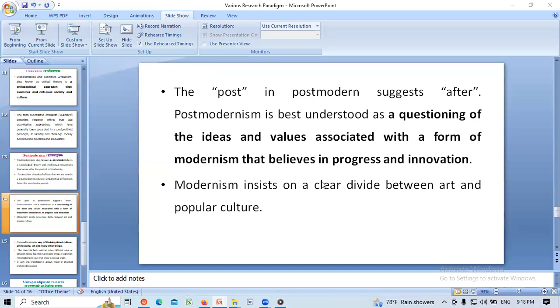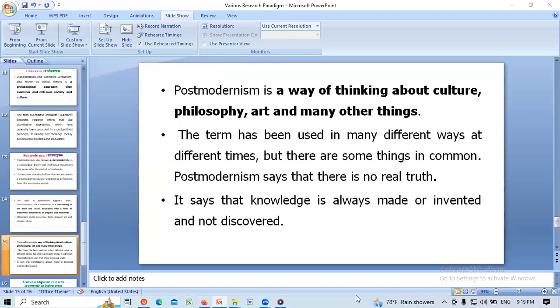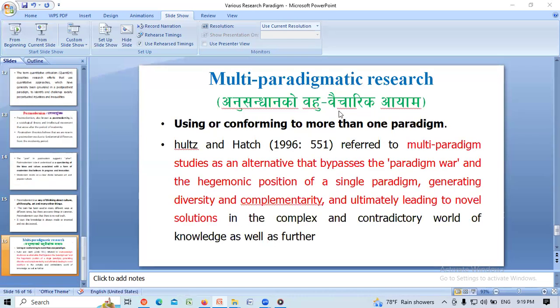Modernism insists on a clear divide between art and popular culture. Modernism is a way of thinking about culture, philosophy, art, and many other things. The term has been used in many different ways at different times, but there are some things in common. Postmodernism says that there is no real truth. It says that knowledge is always made or invented, not discovered.